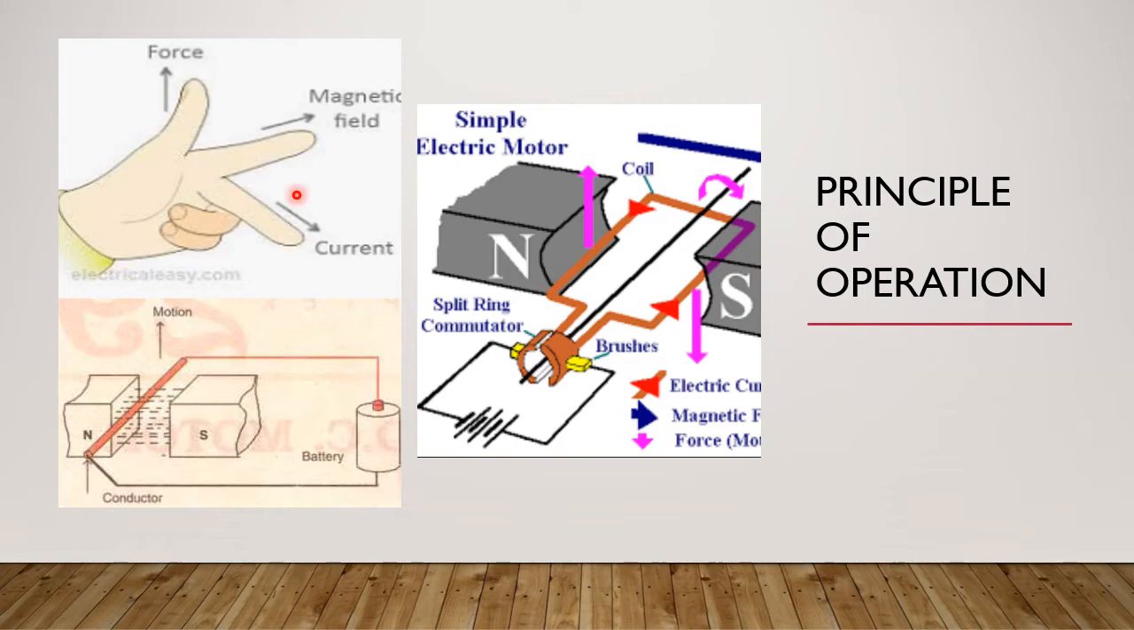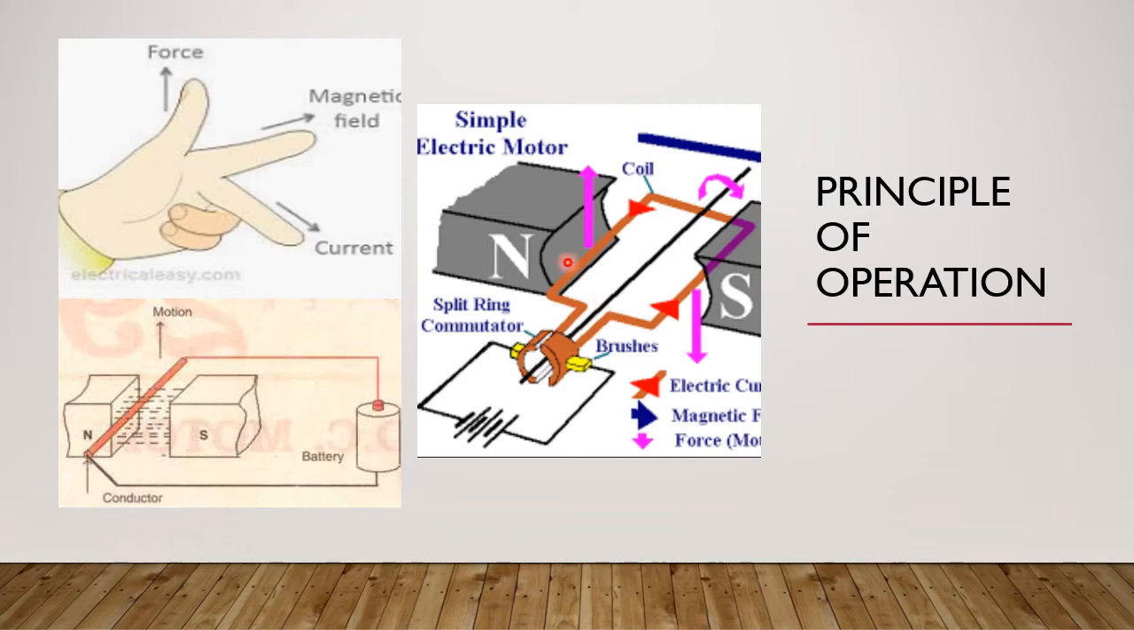And now here the same diagram: north pole, south pole, and the magnetic field. The direction of force is given by Fleming's left hand rule. Here the pointer represents the magnetic field direction, N to S. And now current flows in this direction. The output is mechanical force, and the force is in the upward direction. So here motion is in upward direction, and it rotates in this manner.